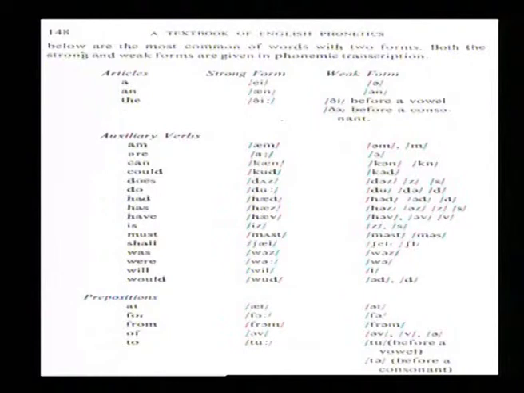Go back, look into your textbook, and I'm sure you will understand exactly what we have tried to do here. First, we have the English spelling, followed by the strong form. That is the way that we would write it in phonetics.